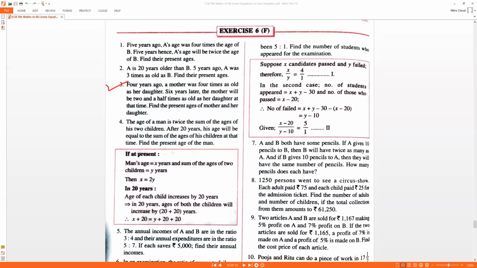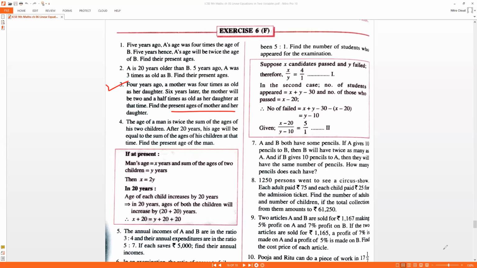Okay. Example 3, question number 3. 4 years ago, a mother was 4 times as old as her daughter. 6 years later, the mother will be 2.5 times as old as her daughter at that time. Find the present ages of the mother and her daughter. Again, the same thing. Okay, let us go back to the whiteboard.